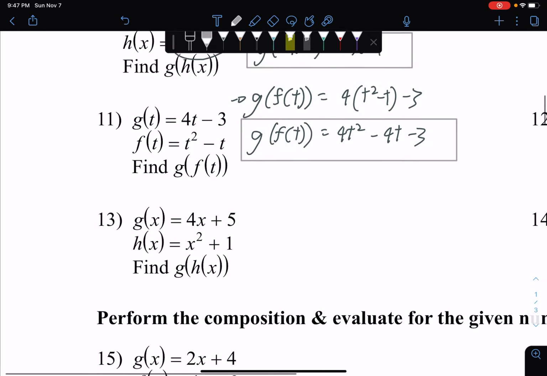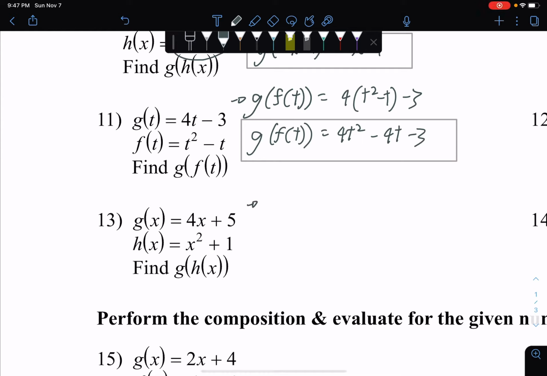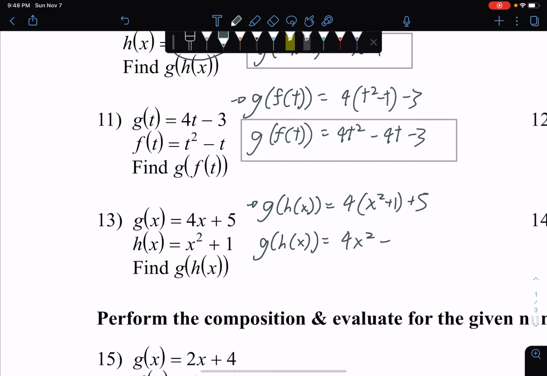Let's move to number 13. Find g of h of x. So we're given g of h of x is equivalent to 4 times our x, which is going to be equal to this: x raised to 2 plus 1, then plus 5. That way, let's simplify. 4x raised to 2 plus 4 plus 5 is 9. So this is our final answer.